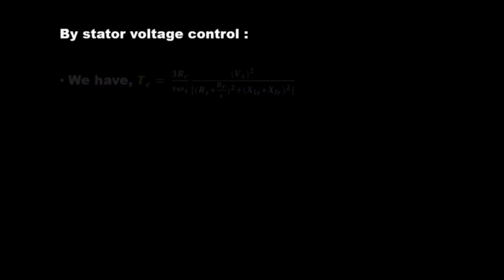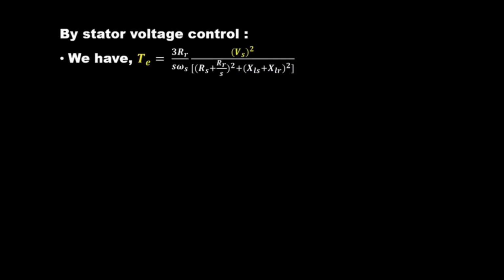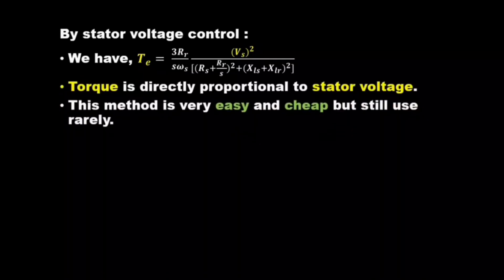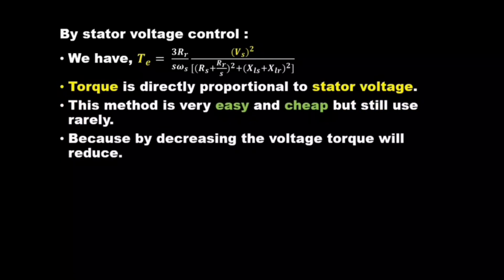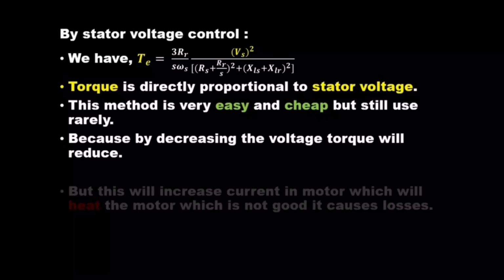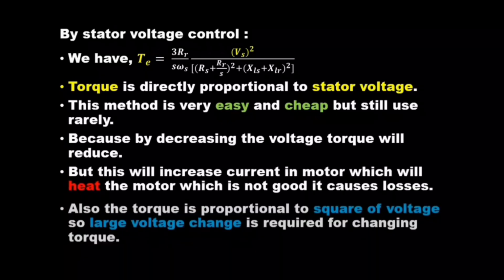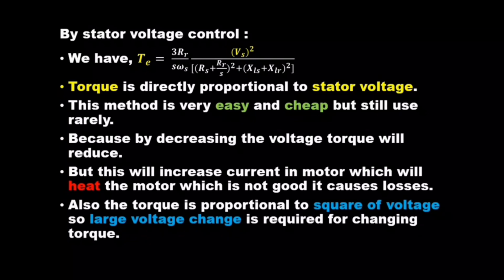By stator voltage control, we have this formula. Torque is directly proportional to stator voltage. This method is very easy and cheap, but still used rarely, because by decreasing the voltage, torque will reduce. But this will increase current in motor, which will heat the motor, which is not good, it causes losses. Also the torque is proportional to square of voltage, so large voltage change is required for changing torque.